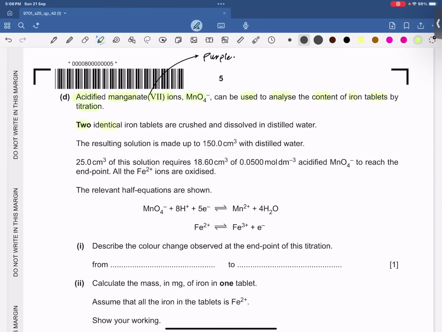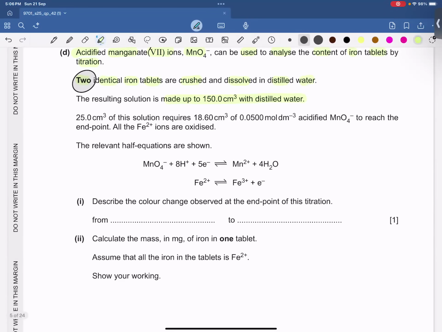Two identical iron tablets are crushed and dissolved in distilled water. That's very, very important: two iron tablets. The resulting solution is made up to 150 cm³ with distilled water. That's very important again, so I'm going to use a volumetric flask for that dilution. Now 25 cm³ of this solution requires 18.6 cm³ of this concentration of manganate ions to reach the endpoint. All the Fe2+ ions are oxidized.